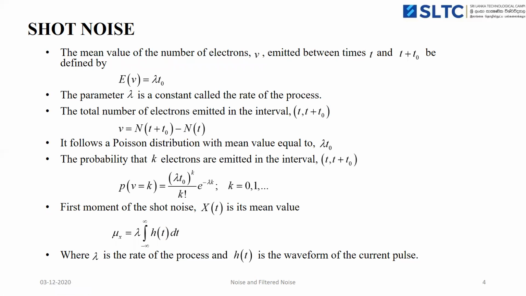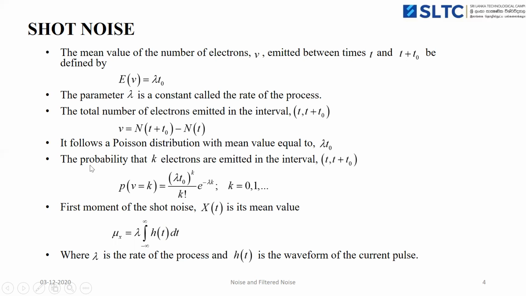We can measure the total number of electrons emitted in the interval t to t plus t naught by this expression: V equals the number of electrons emitted up to time t plus t naught minus the number of electrons emitted up to time t. So the difference between the two gives the total number of electrons V. This total number of electrons emitted in each interval is random in nature, and it follows the Poisson distribution with mean value lambda t naught.